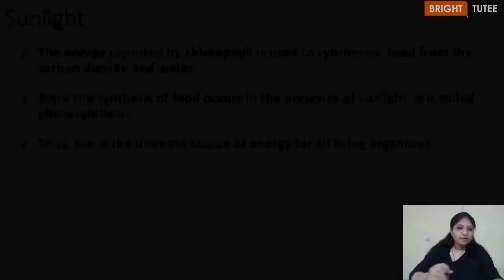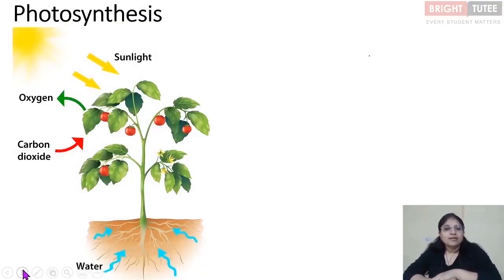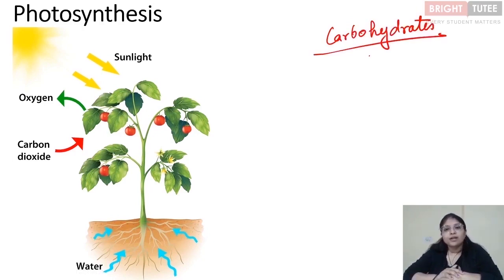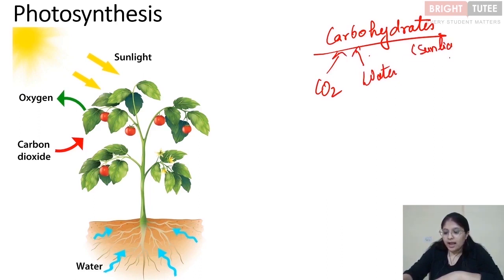Now let's understand this. What we have studied up till now is that chlorophyll containing green leaves in the presence of sunlight convert the carbon dioxide and water into the carbohydrates, right? So these carbohydrates are the food that we eat. These are the energy providing nutrients that we actually obtain from the plants, right? So these are formed by CO2 and water in the presence of sunlight, and this happens in the green leaves.